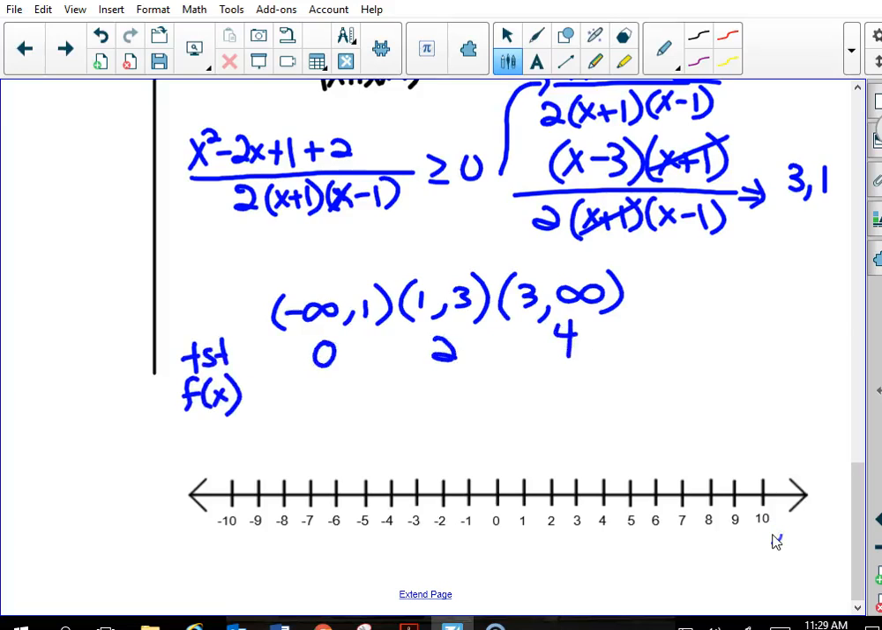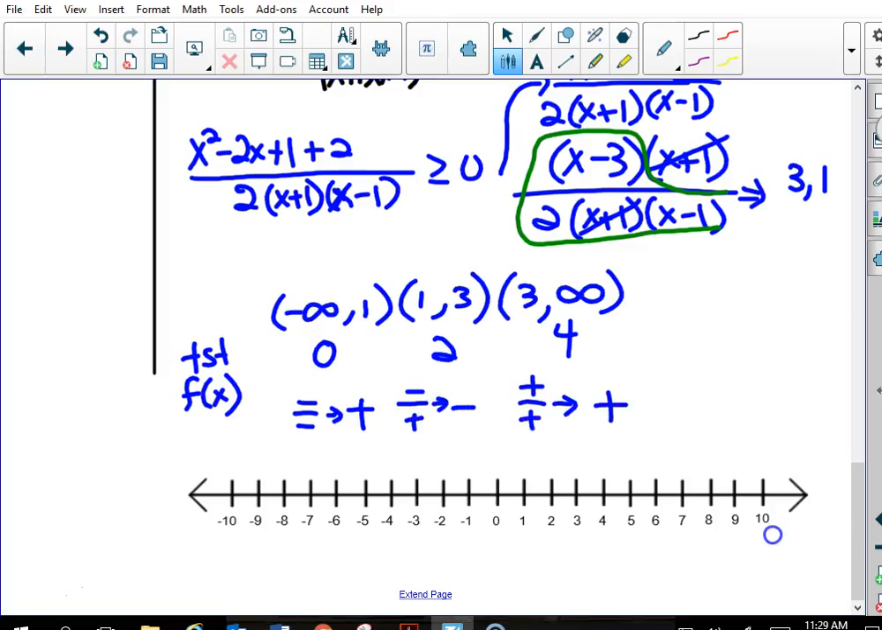Okay, now plugging into my reduced function, and I'm going to have to kind of work around. Now, the 2 doesn't matter. I'm just looking at the x minus 3 in the numerator, the x minus 1 in the denominator. If I plug in a 0, I'll get a negative over a negative, overall positive. If I plug in a 2, I get a negative over a positive, overall negative. And I plug in a 4, I get a positive and a positive, overall positive.